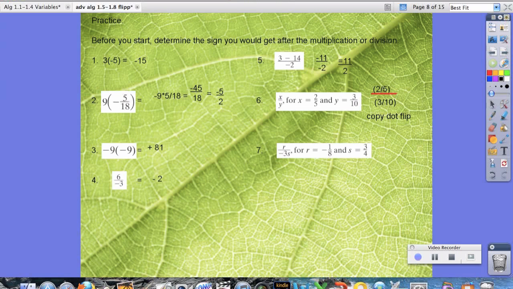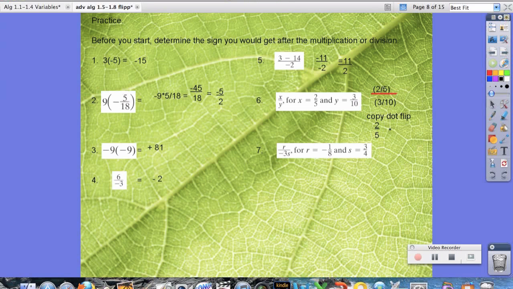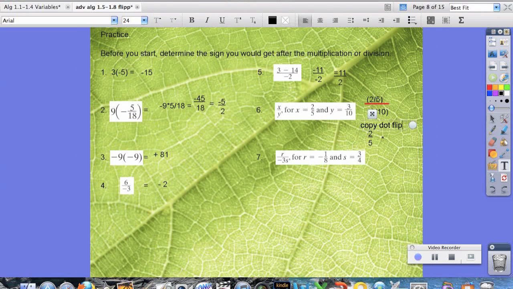So when we look at this problem, we read it as 2/5 divided by 3/10. So when I say copy, we're copying the first term, dot as in multiplication, and we're flipping the second term. The second term is 3/10. So if we flip that over, that becomes 10/3. And once we have it back to multiplication, we just multiply across. So that would be 20/15. And when we reduce that, that turns out to be 4/3.